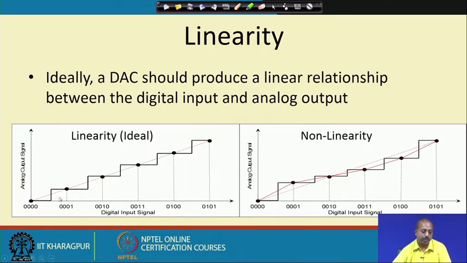Ideally we want this step size to be the same, but as I said, depending upon the circuit parameters, you may not get this straight line, equal step size behavior. There may be problems. You can get irregular step sizes and the analog output may become irregular. The linear relationship between digital input and analog output may not be maintained.